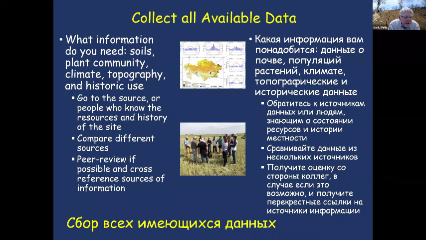You can go directly to the source or people who know the resource and the history of the site. The rancher or the herder may actually be a good source of information on how the property has historically been used. Compare your answers from different sources. Get peer review if possible and cross-reference your sources of information. Also, the literature, even in Kazakhstan, has some outstanding papers then that document the climate. There's FAO soils. There are plant community distribution maps in the Atlas of Kazakhstan, which is a wonderful review document. So there are a lot of resources you can gather then to try and understand the place that you're working at.